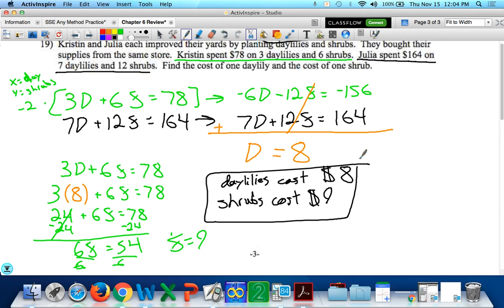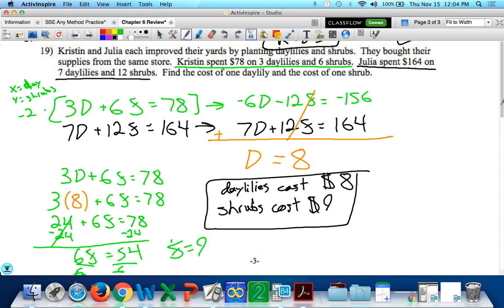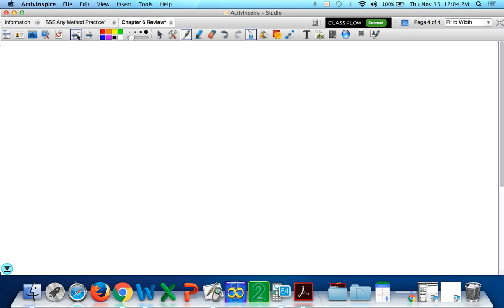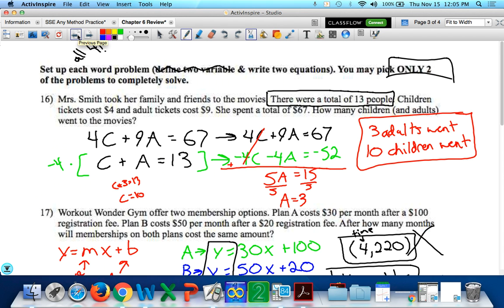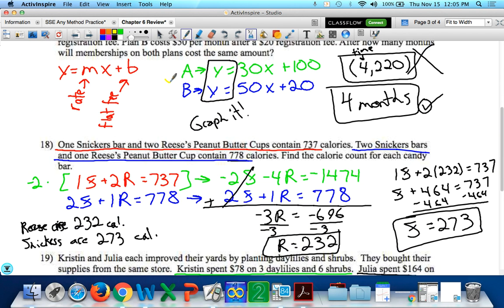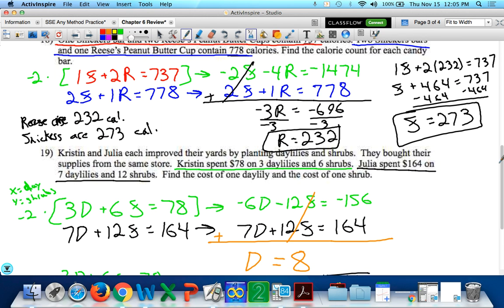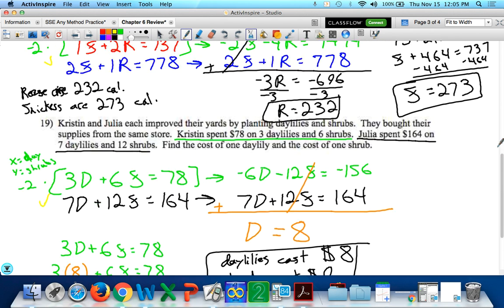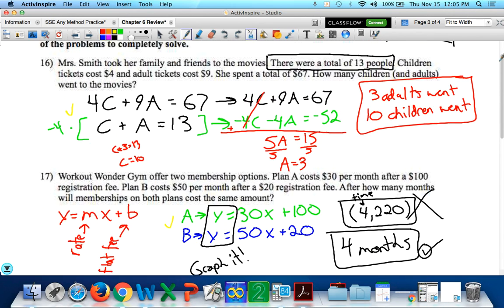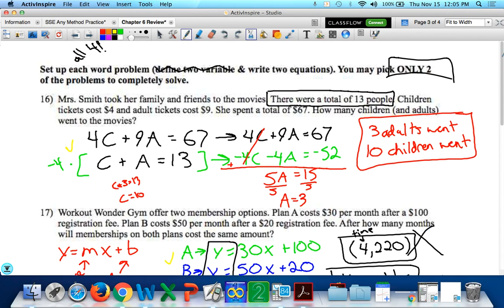Now again, just a reminder, please read the directions carefully on this section. The directions are: set up each word problem. Go down at the end, double check that you've done that. Set it up, set it up, set it up and set it up, okay? Then choose only 2 to work. If you do what I did up here and work all of them, I'm only going to grade the first 2 problems, not the best 2, not the right 2, the first 2.